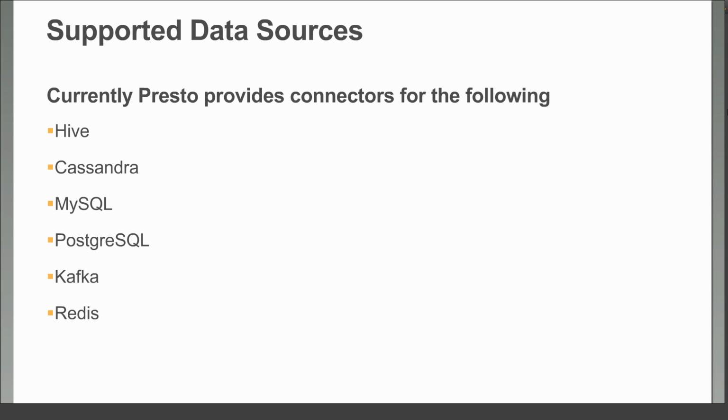A variety of data sources are shown here: Hive, Cassandra, MySQL, Postgres, and then pub/sub systems like Kafka and Redis.